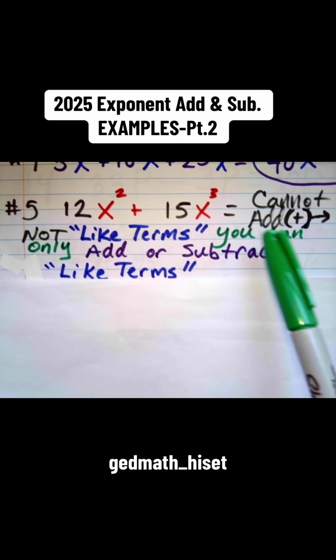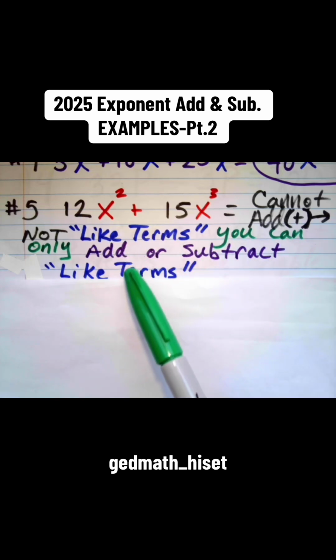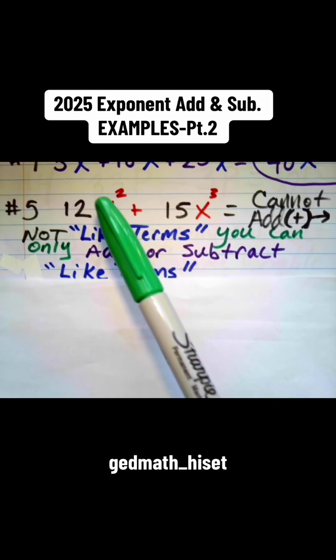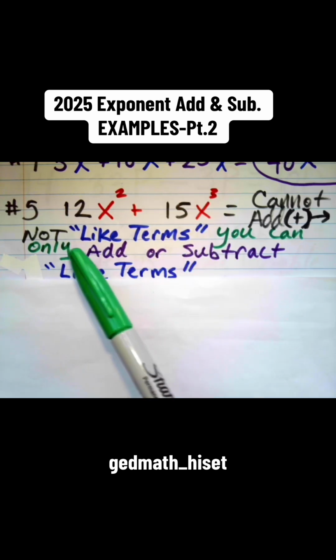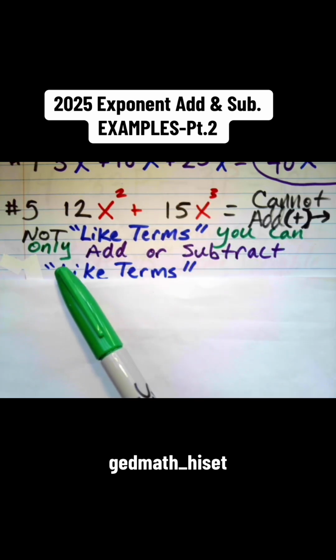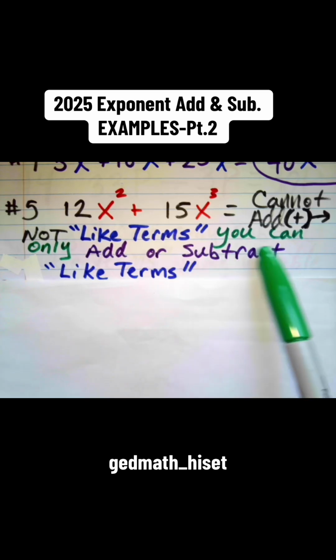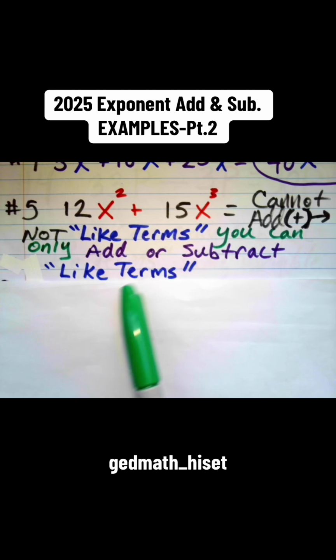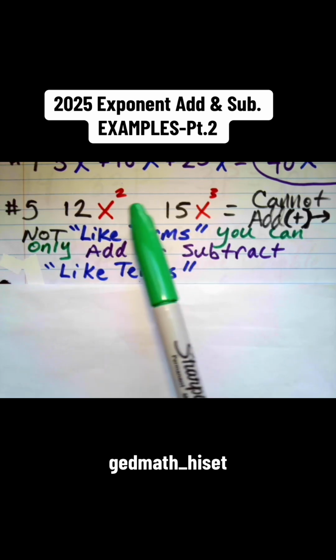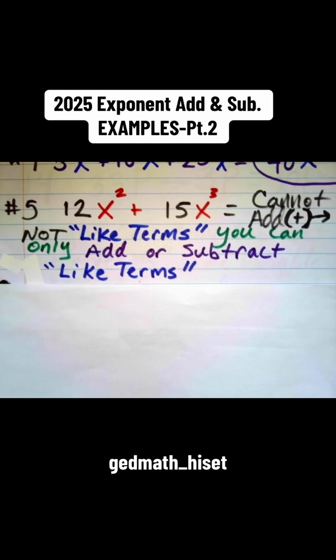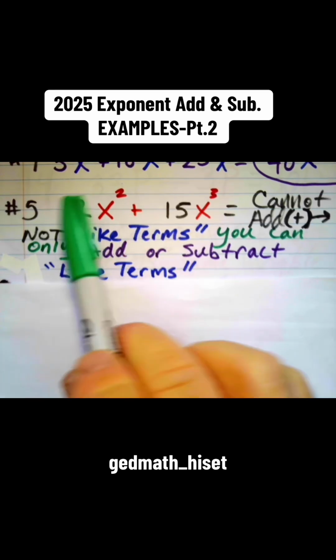You must have like terms in order to add or subtract with exponents. Since they're not like terms, you cannot add or subtract. You can only add or subtract like terms, and these terms are not like terms. So you just circle this answer.